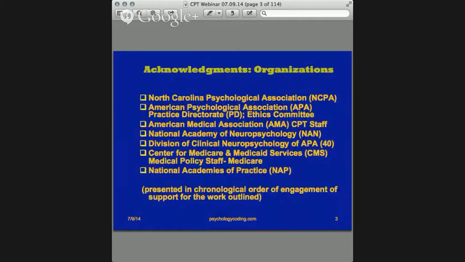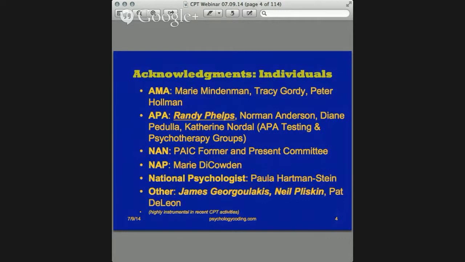There are many people that have been involved in many organizations. I want to give kudos to several of them. Probably the biggest ones are the North Carolina Psychological Association, the American Psychological Association, the practice directorate specifically, and then the AMA, the CPT staff, and the National Academy of Neuropsychology, Division 40, CMS, and National Academies of Practice have all been very supportive as well. As far as individuals, probably the biggest ones are Randy Phelps from APA, also Norm Anderson, the CEO, have both been very supportive, as has Catherine Nordell. However, individuals that need to be mentioned include James Georgilakis, or Jim, and Neil Pliskin. They've been, in many ways, what we sometimes refer to as the band of brothers, hoping and doing our very best to keep psychology alive.